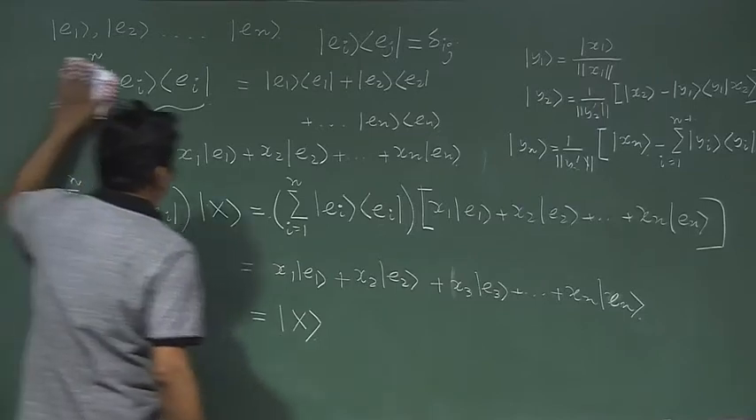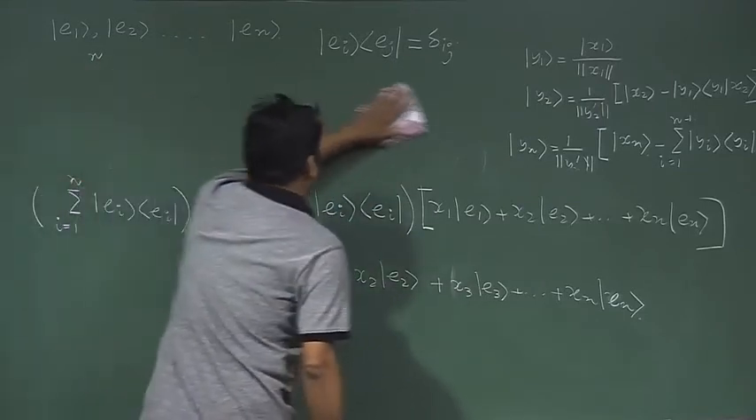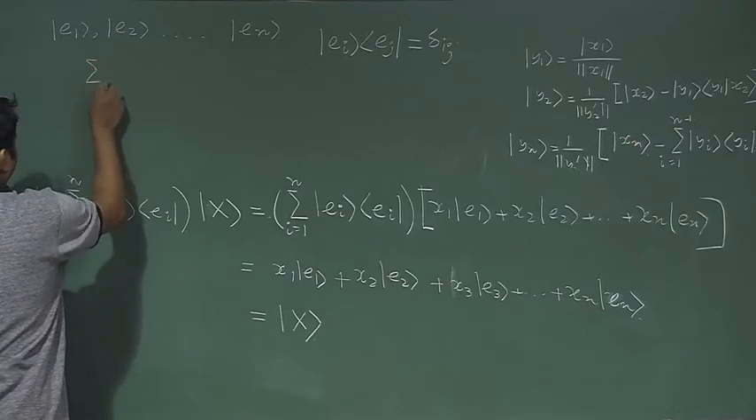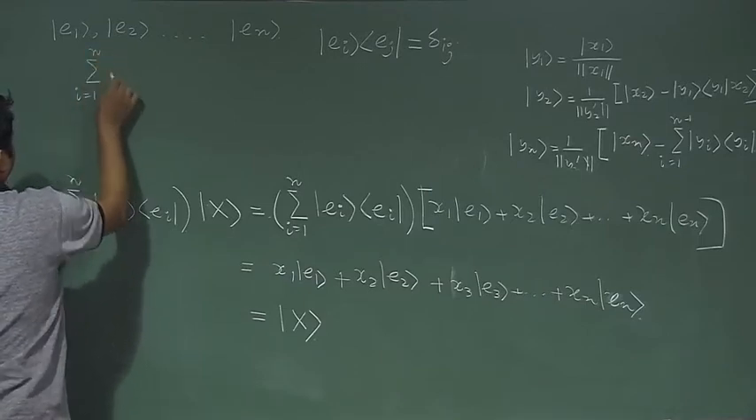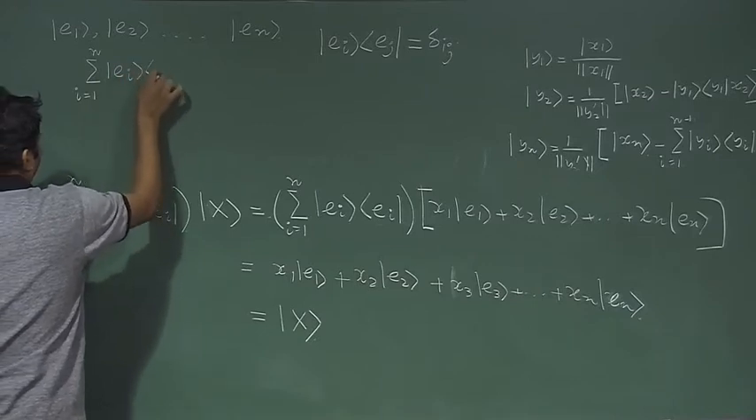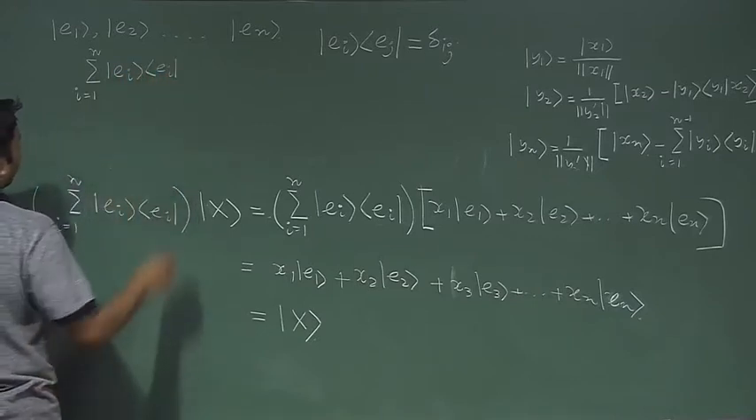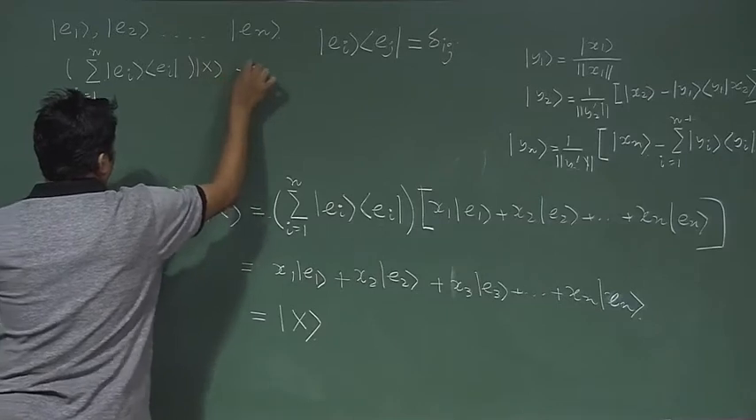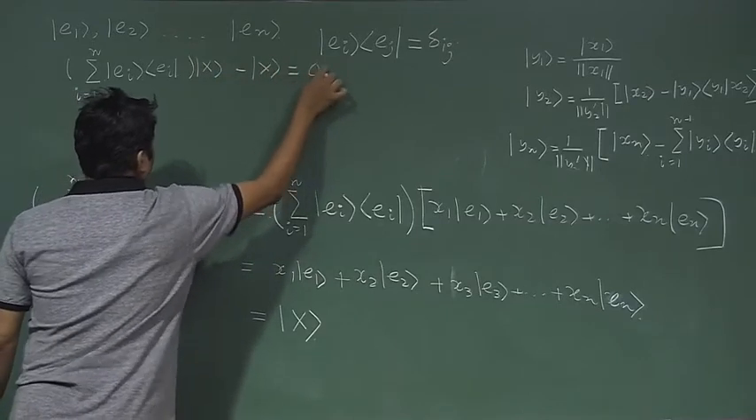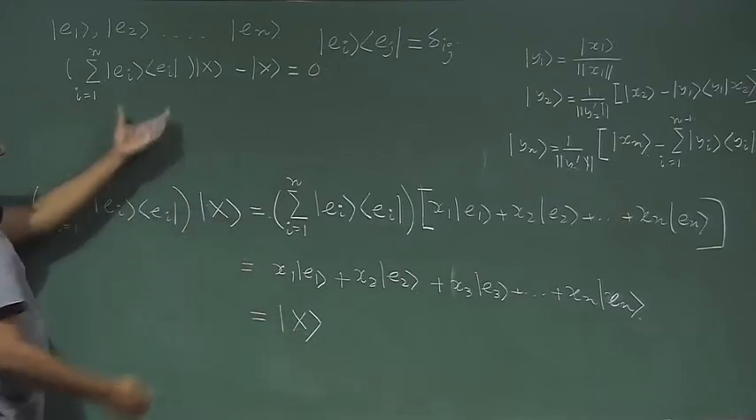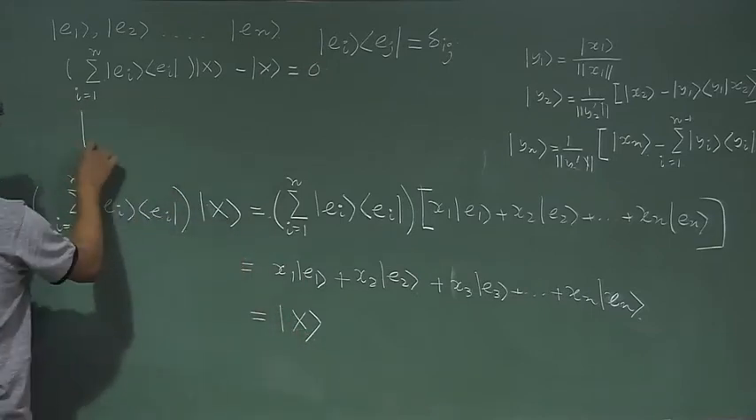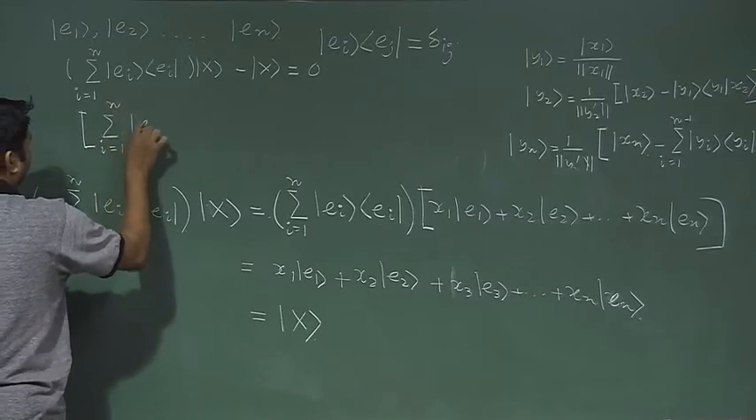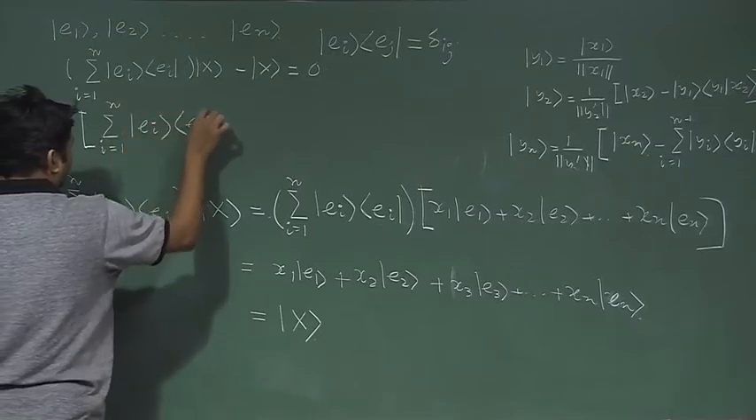So if I write this here, then I should write the sum from 1 to n of ei ei, that operates over vector x, minus vector x is equal to 0. I take this x to this side, and my equation is something like this. From here, we can write a very important expression, which is essential in quantum mechanics also.